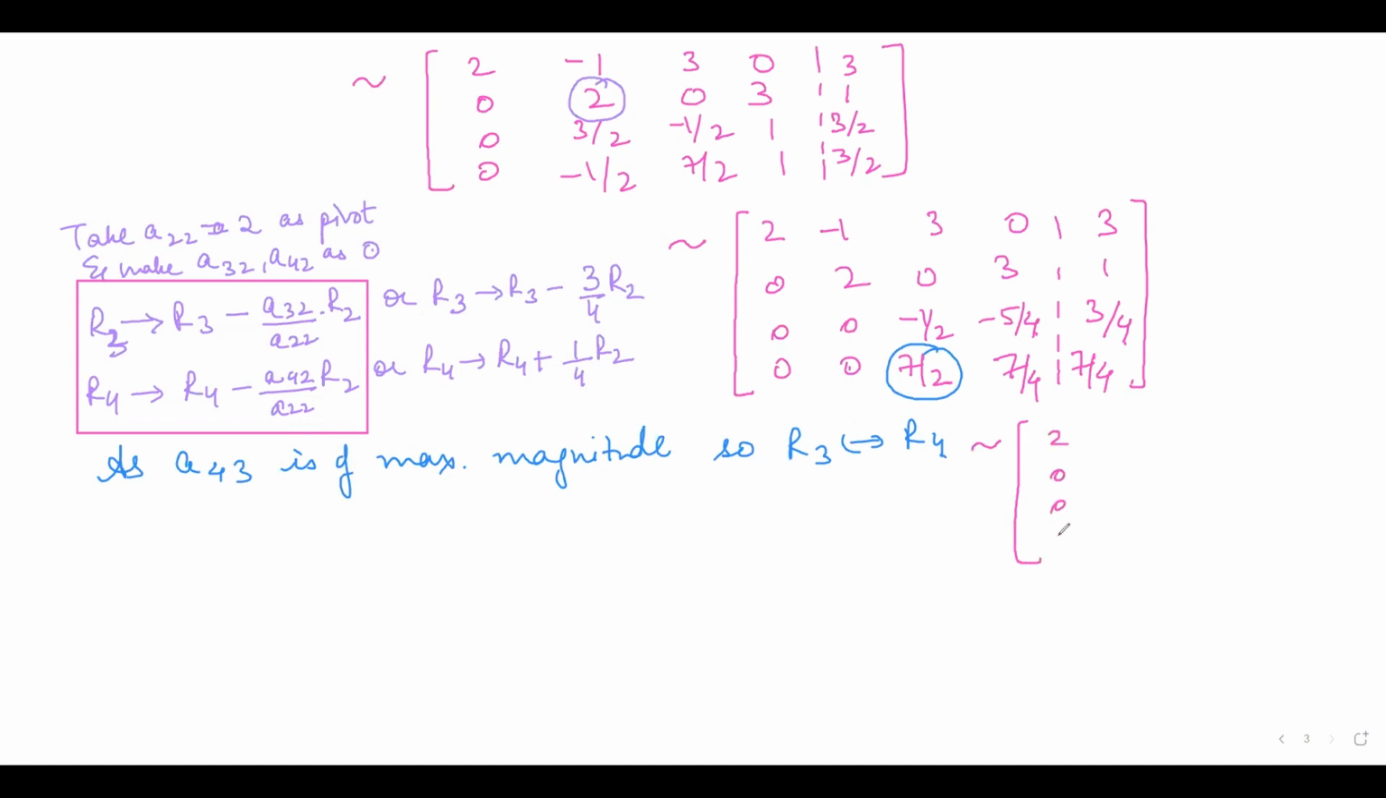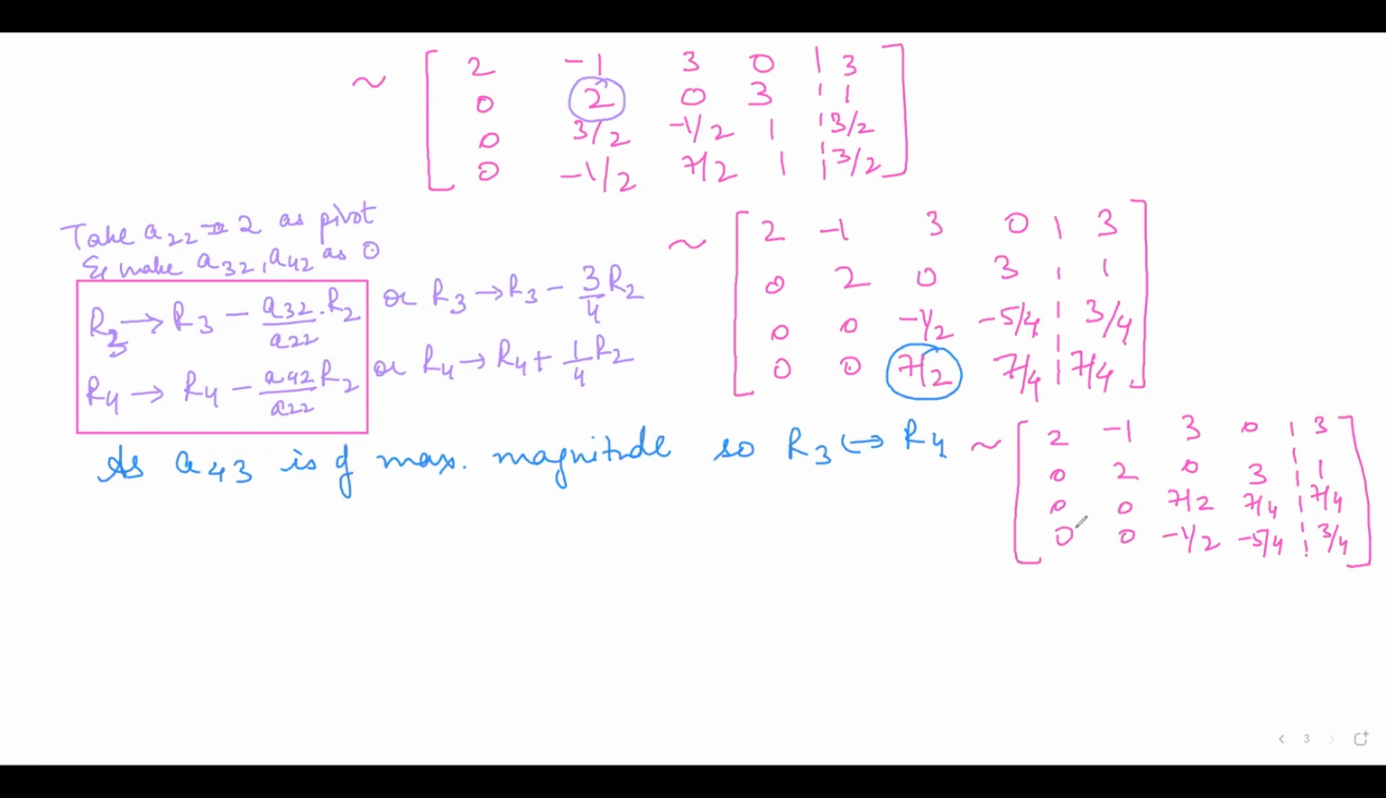So this would be, I'll just write it here. 2, 0, 0, 0, minus 1, 2, 0, 0, 3, 0, 7 by 2, minus half, 0, 3, 7 by 4, minus 5 by 4, 3, 1, 7 by 4, 3 by 4. So this is what we are getting as our final matrix after interchanging the rows.